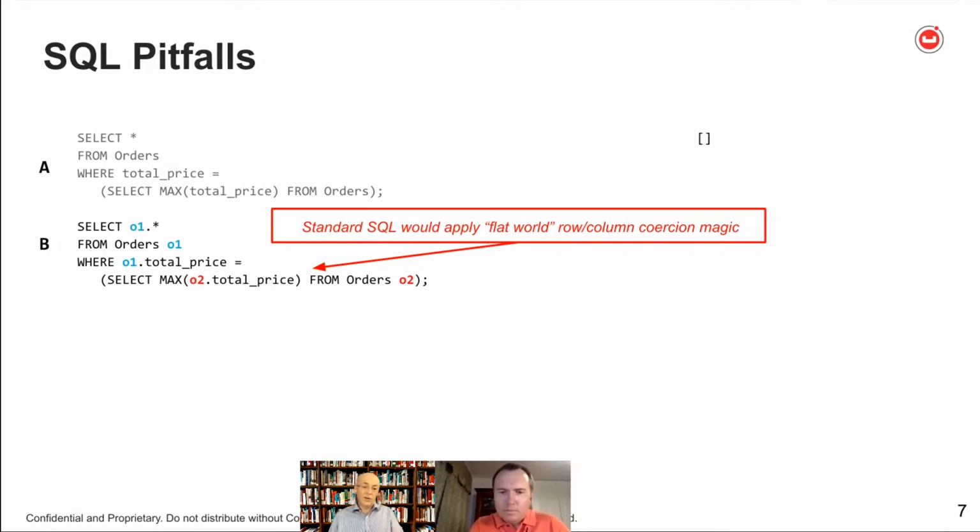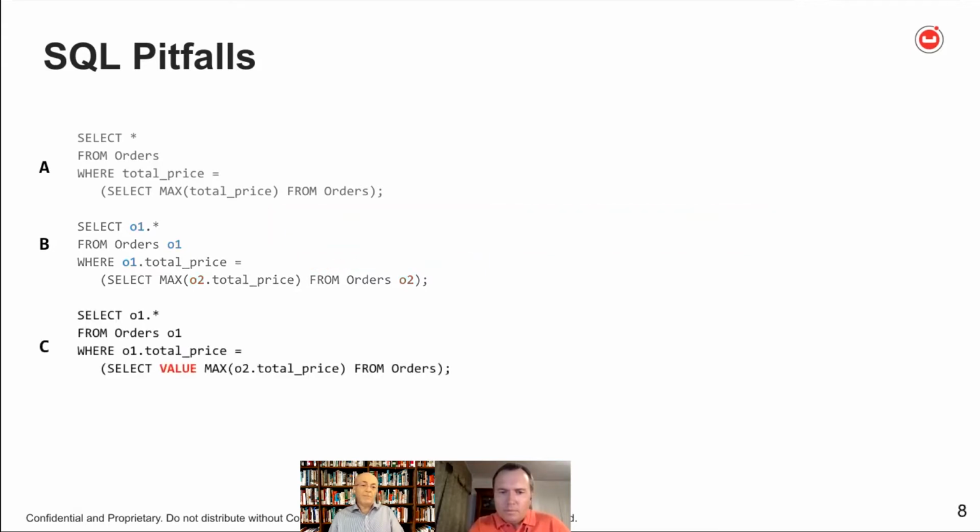So we need to solve this problem, and we can solve it in N1QL, as you might know, by introducing the value keyword into this clause. So instead of returning a record that contains the max of the total price, we actually just get the value. And so now we expect that we get a value from the subquery, and we compare that with the total price, and we try to run this, and we again get an empty result.